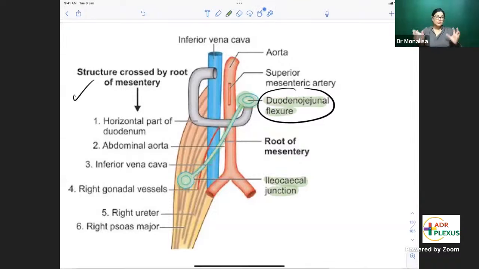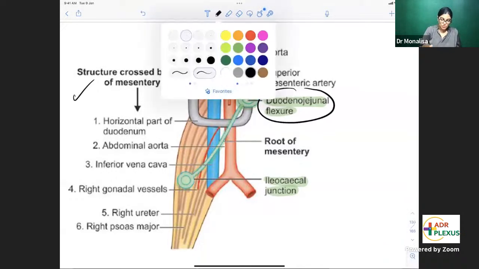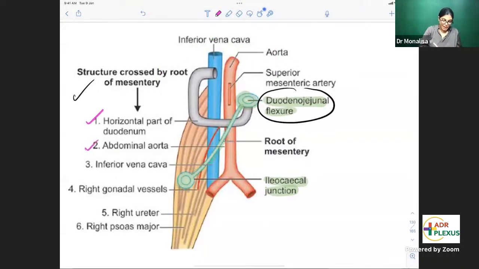Now, the structures crossed by the mesentery are the horizontal part of the duodenum, abdominal aorta, inferior vena cava, the right gonadal vessel, the right ureter, and the right psoas major. All these structures are crossed by the attached border of the mesentery, that is called the root of the mesentery.